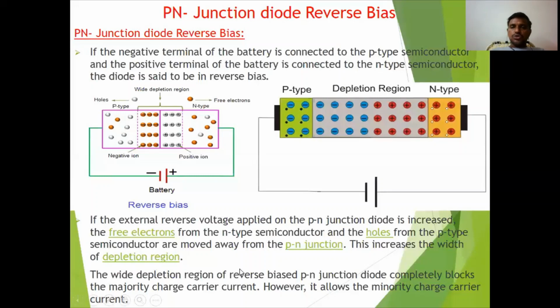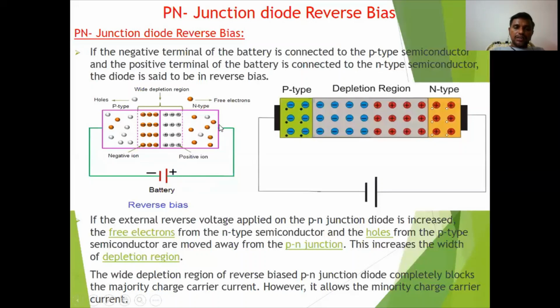Therefore no majority carrier current flows, but a small amount of current flows, which is nothing but the minority charge carrier current. So what are the minority charge carriers? In n-type, holes are the minority charge carriers. In p-type, what are the minority charge carriers? They are electrons. These are very few in number.